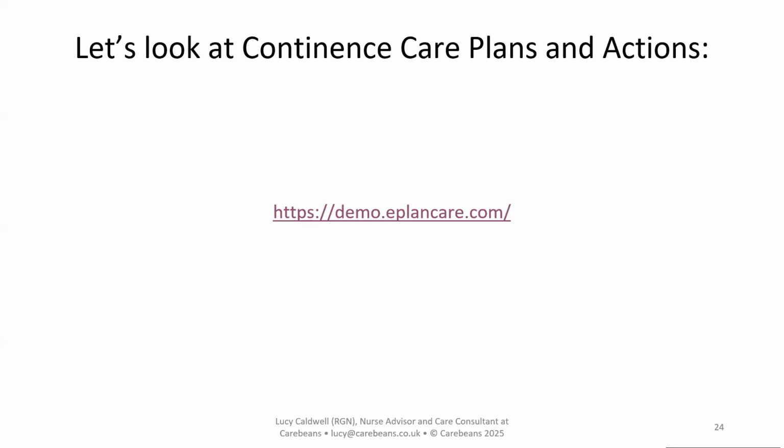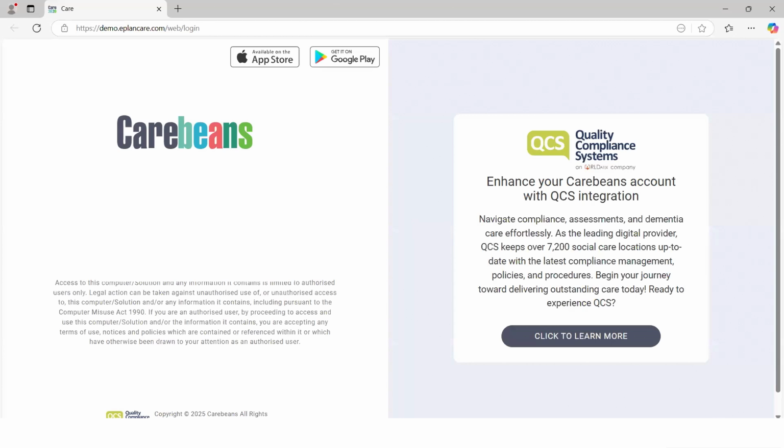So we're going to go on to the system now, and I'm just going to show you where the continence care plan sits, and I'll show you the bowel chart as well, and also how we can pull up reports on bowel patterns, etc. So before I do that, I'm just going to check to see if there's any messages, which there's not. Okay, so let's go on to the system and just have a look at what we've got in place.